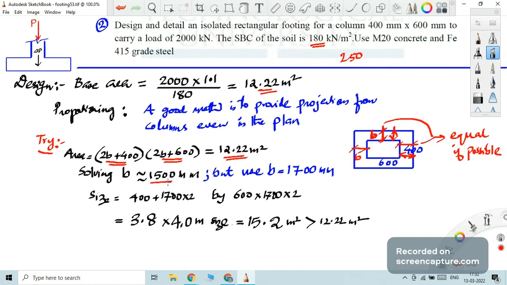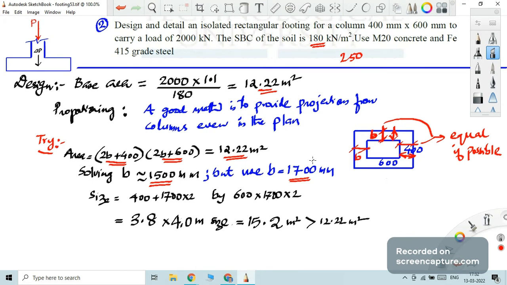The result is around 1500 mm, and it is always better to keep a higher value than 1500. There are many reasons for that. I have just added 200 mm extra. You can even add 150 mm extra. There are various reasons.